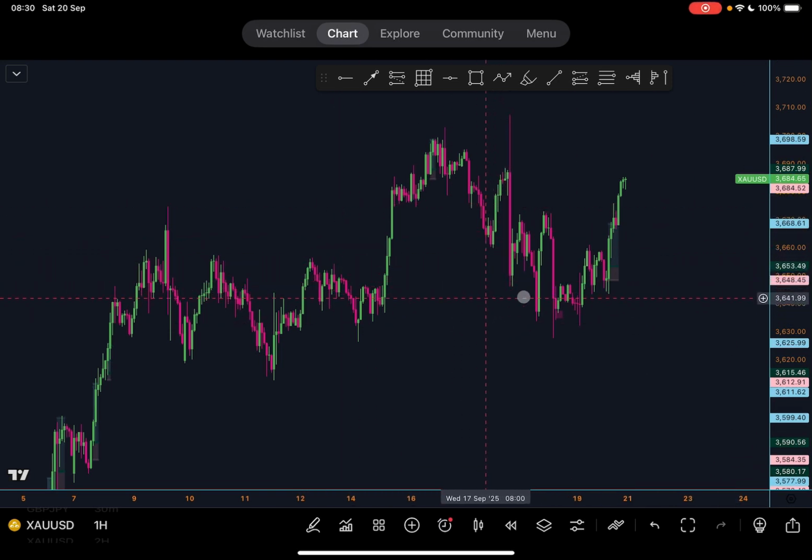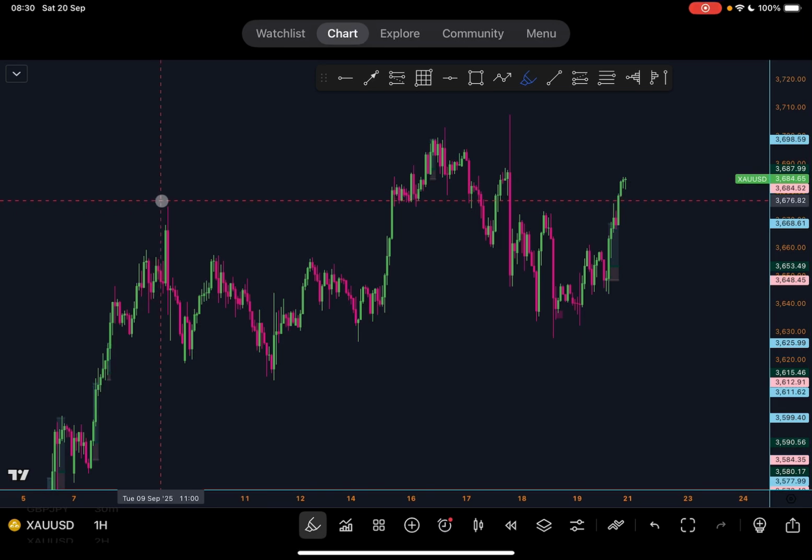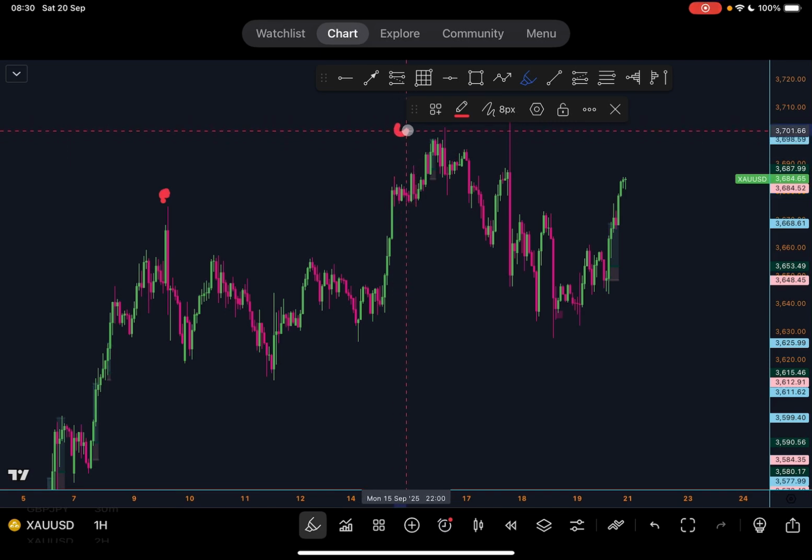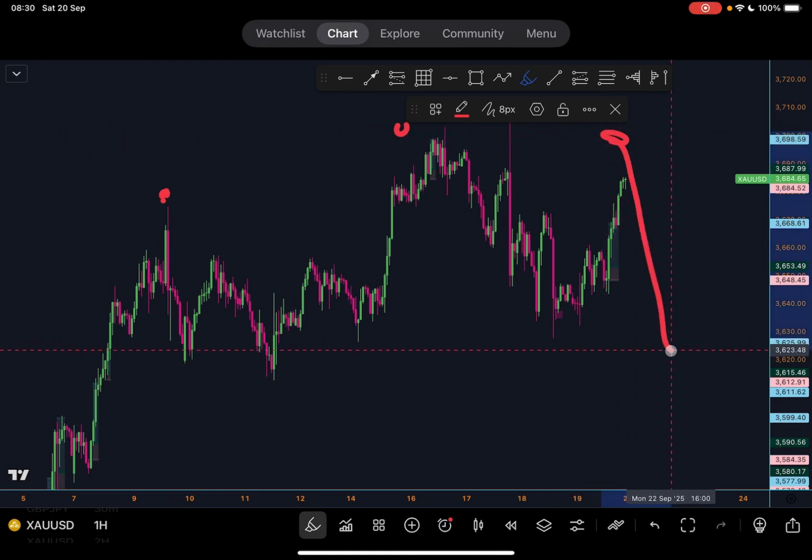Gold is trying to change character right here, because you can see around here this is the left shoulder, and around here this is the head, and probably where the market gets here, it can start selling from that point. That is my view. But in another way, let me show you something.